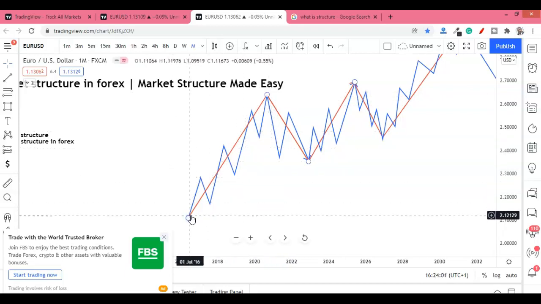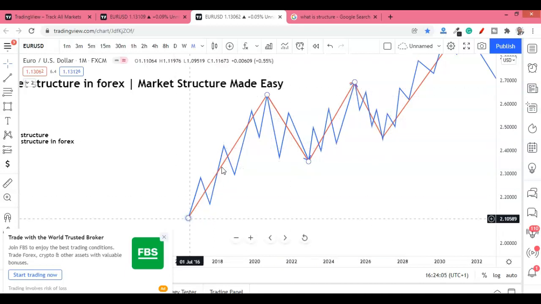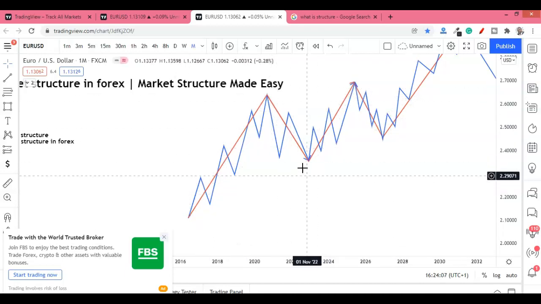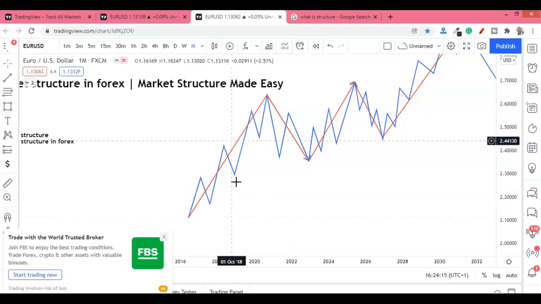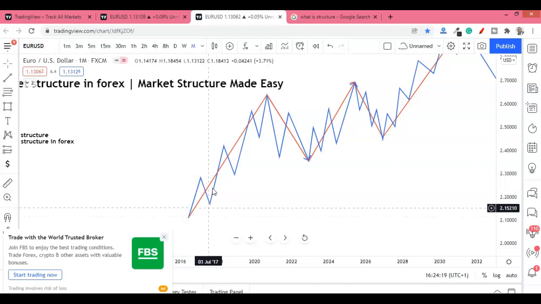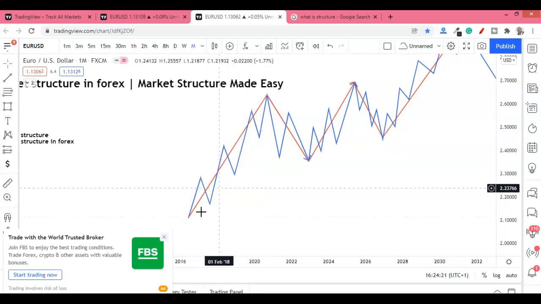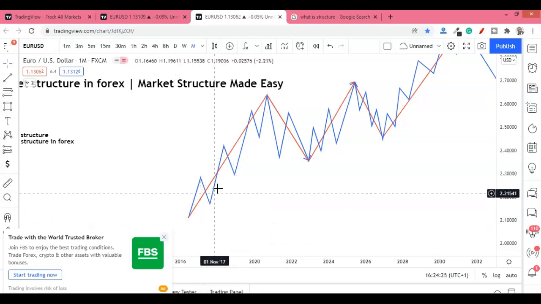Let's assume this red line is the daily time frame. A move, an impulse, a correction, an impulse, a correction, and then an impulse. In the 15 minutes, this blue line represents the 15 minutes. You can see that there was a series of higher high, higher low, higher high within the impulse of the daily. This is the fractal nature of the market.